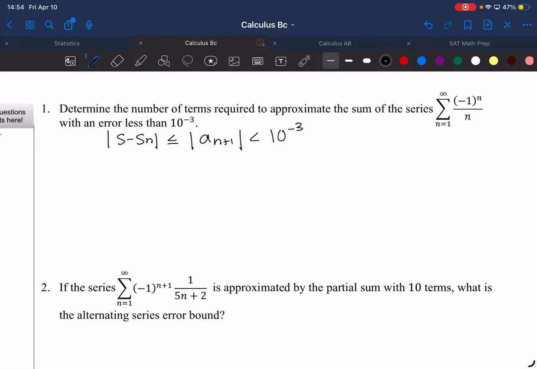Okay. So the next thing that I have to do is find a sub n plus 1. So if I look at my series that they gave me, remember when looking at this alternating series, I want to take the absolute value of it, and that gets rid of the alternating part. So now instead of having negative 1 to the n power on the top, I only have what on the top? Just 1. So this is now 1 over n, and that is my a sub n. Okay. So in order to find a sub n plus 1, what is that going to be?